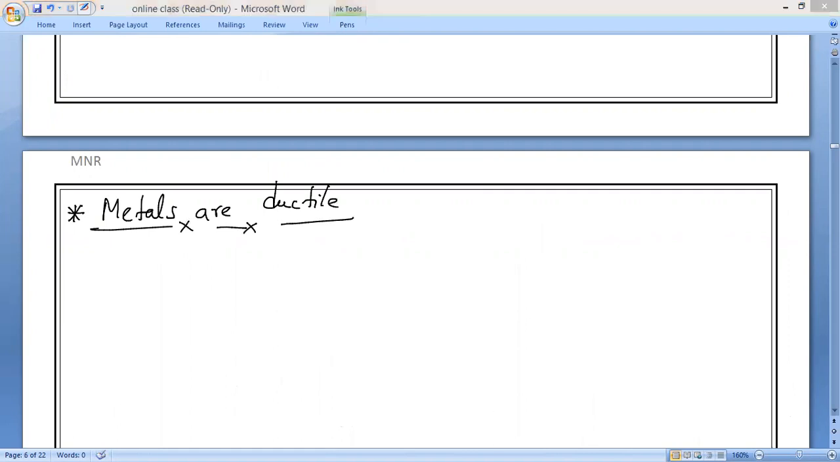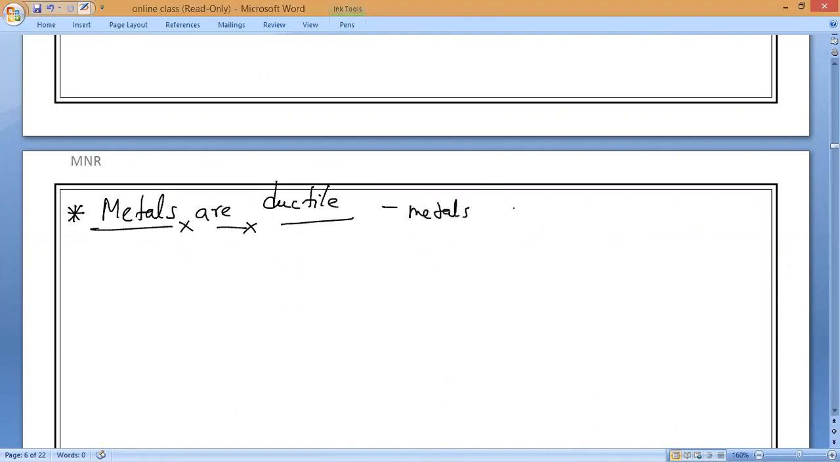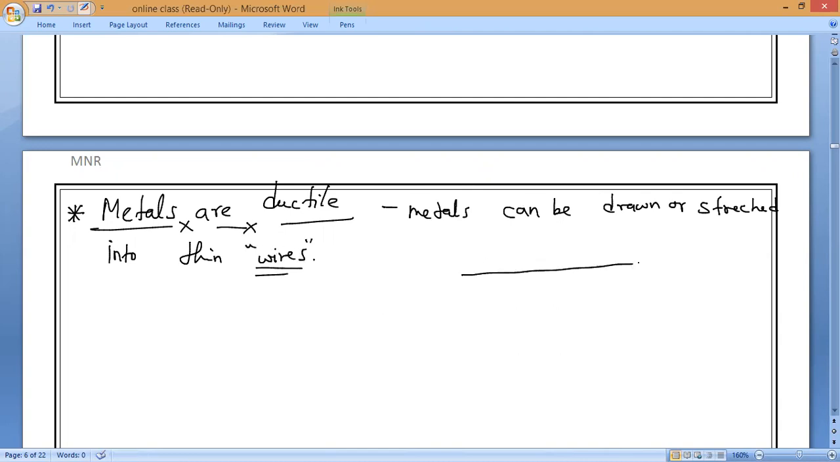What do you mean by ductile? Let me see who will say. Metals can be drawn or stretched into thin wires. Wires means like electricity conducting wires. That is what we call ductile. And this property is known as ductility. That is what you have to remember.